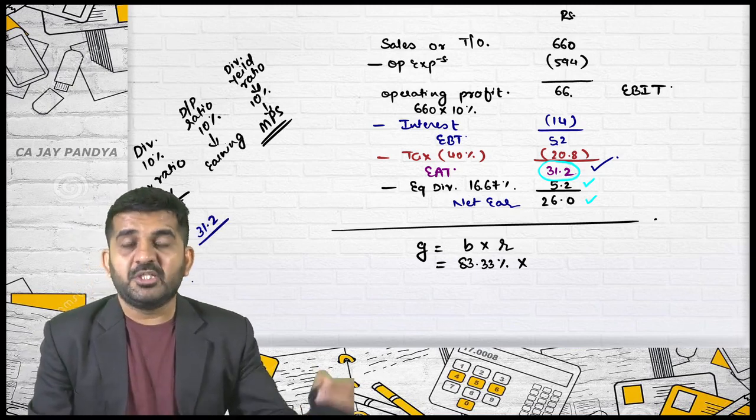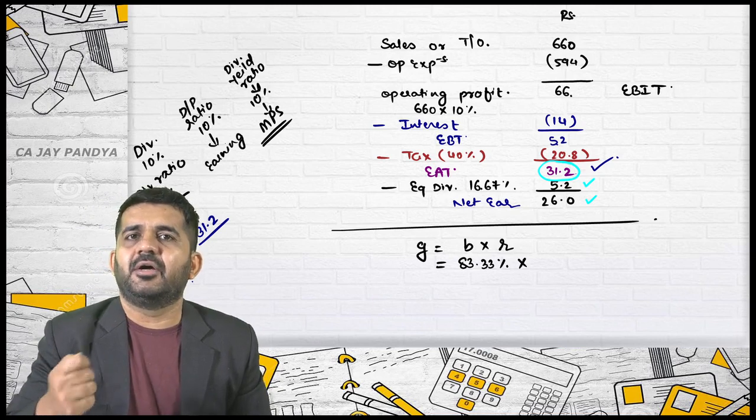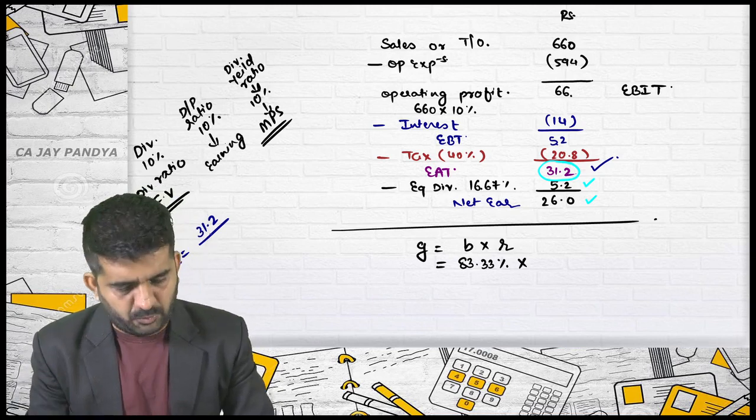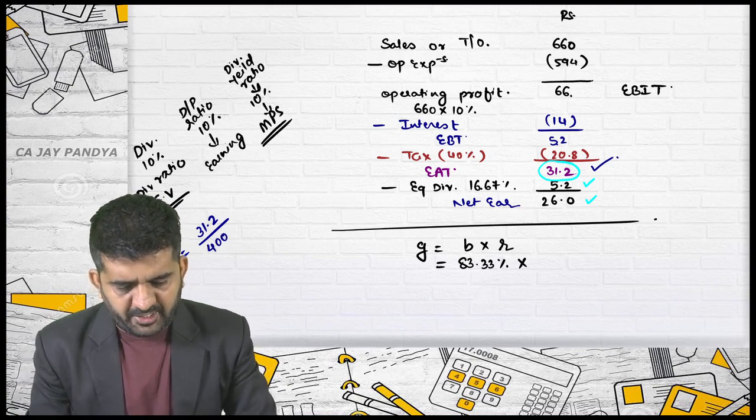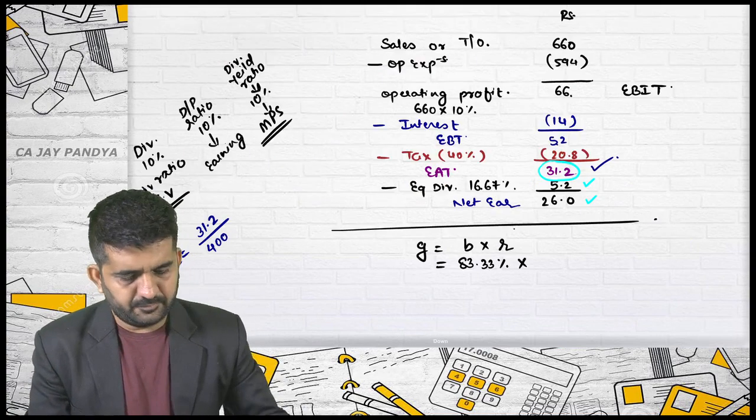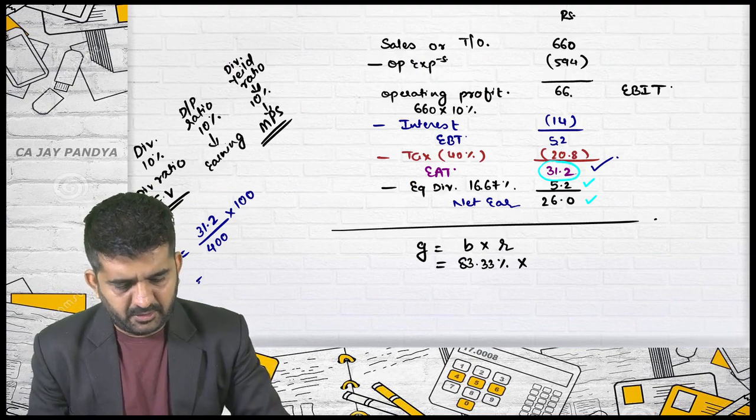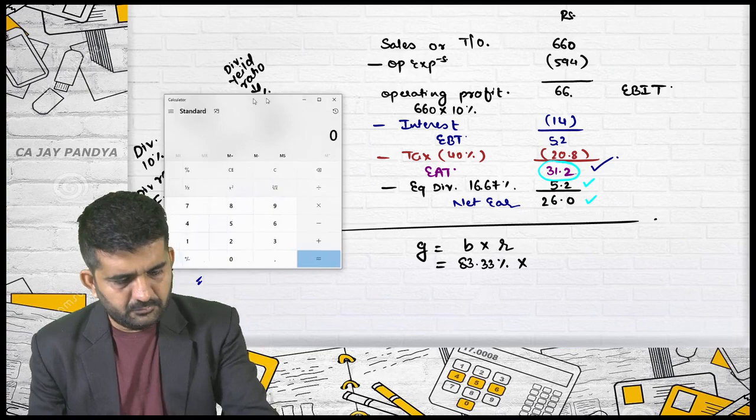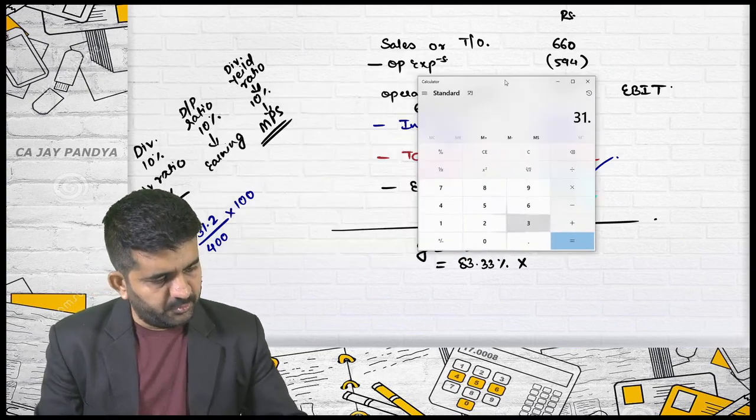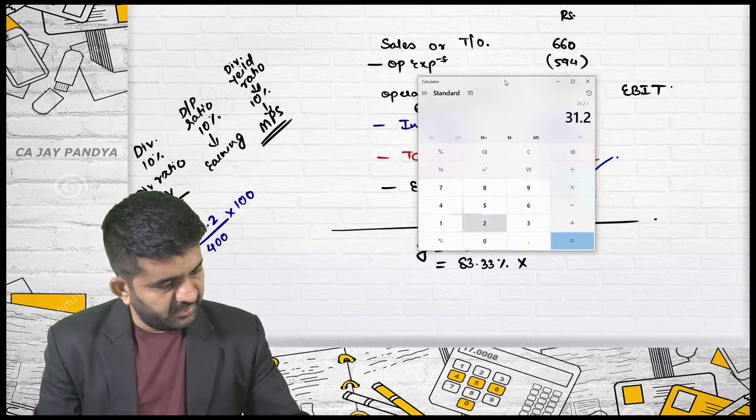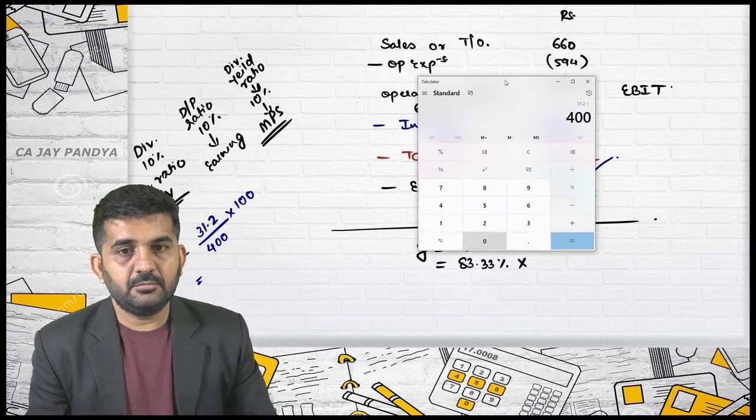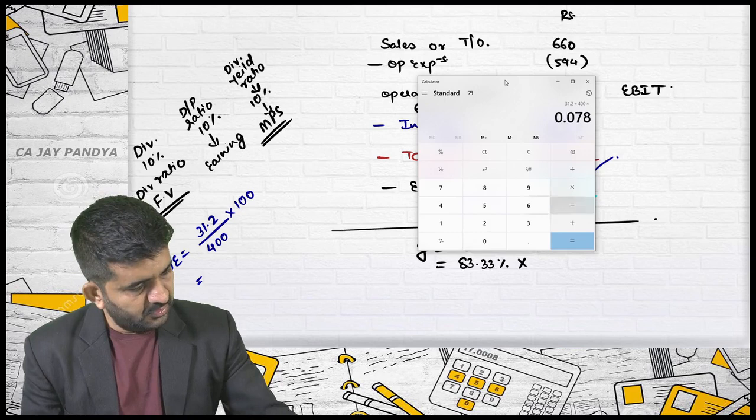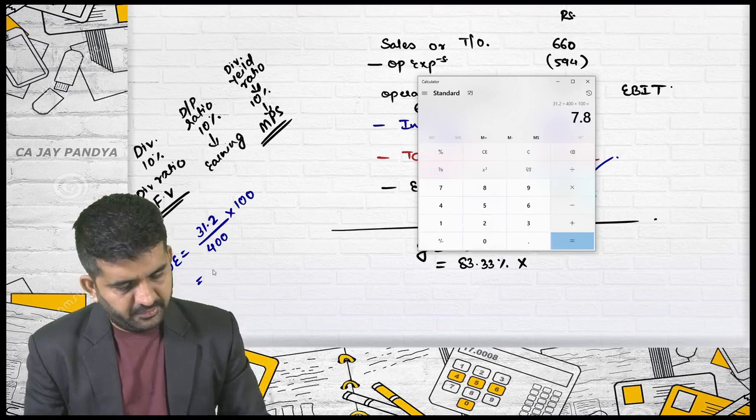31.2. What is equity? Return on equity is return divided by equity multiplied by 100. But you need to take return of only equity shareholders divided by 400 as calculated here, multiplied by 100 is return on equity. What is return on equity? 31.2 divided by 400 multiplied by 100. It is 7.8%.